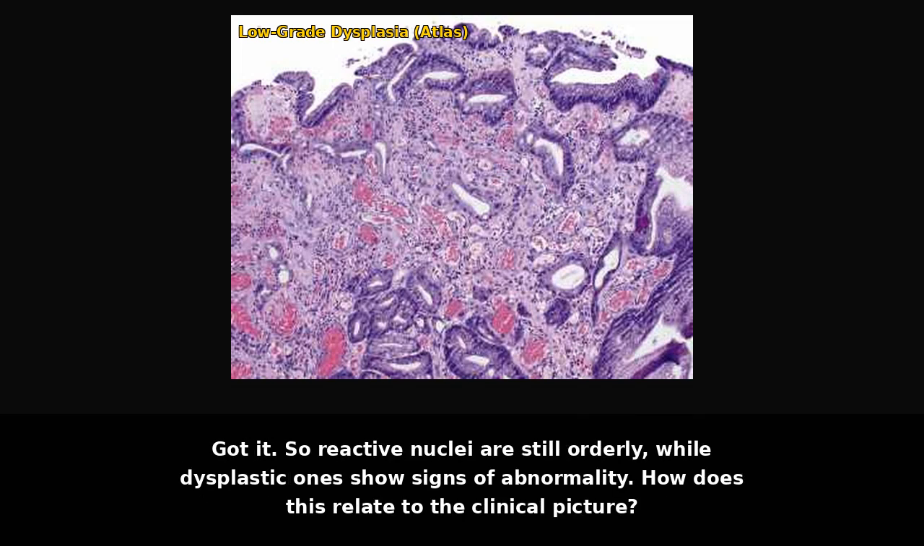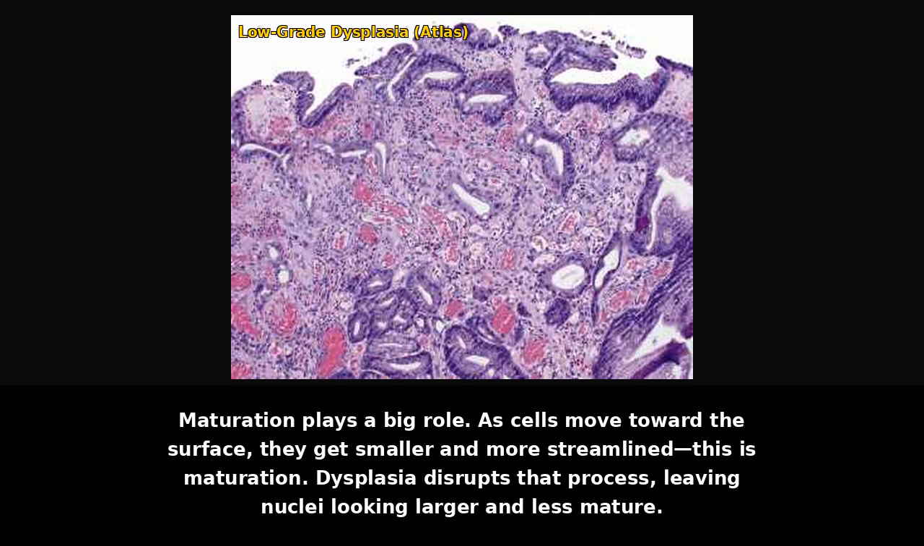Got it. So reactive nuclei are still orderly, while dysplastic ones show signs of abnormality. How does this relate to the clinical picture? Maturation plays a big role.